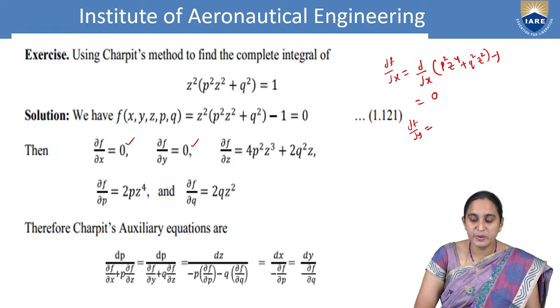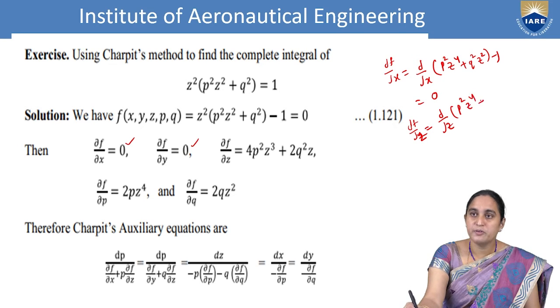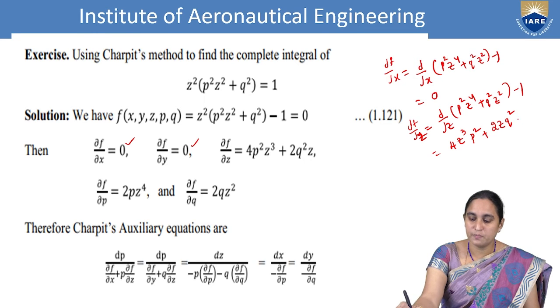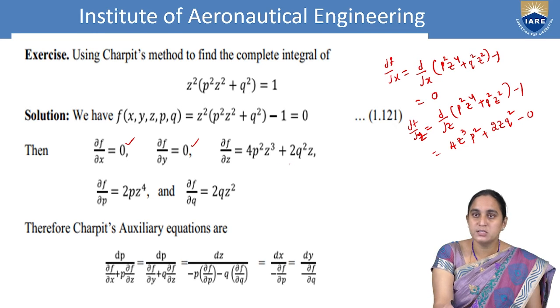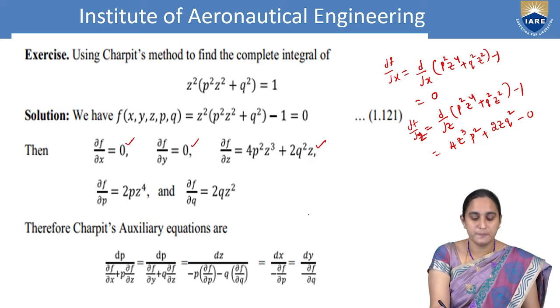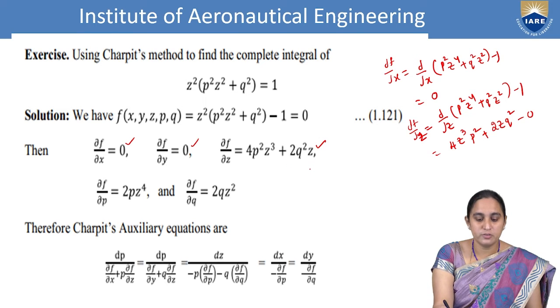Okay, next, with respect to z. Dou by dou z of p square z power 4 plus q square z square minus 1. Here p square is constant and the differentiation of z power 4 is 4 z cube, so 4 into z cube into p square, plus the differentiation of z square is 2z into q square, and the differentiation of 1 is 0. Therefore, dou f by dou z is equal to 4 p square z cube plus 2 q square z. That is the differentiation with respect to z.